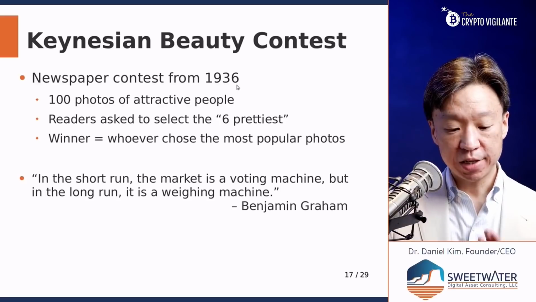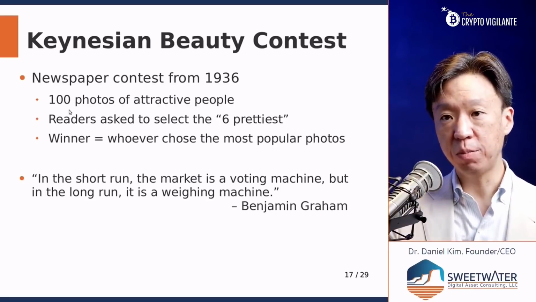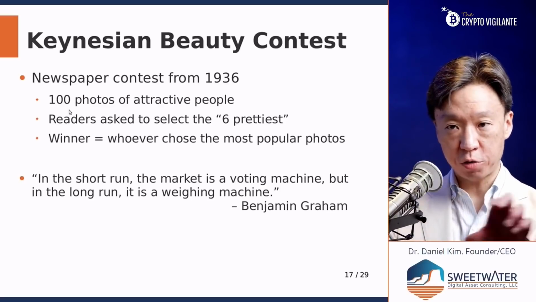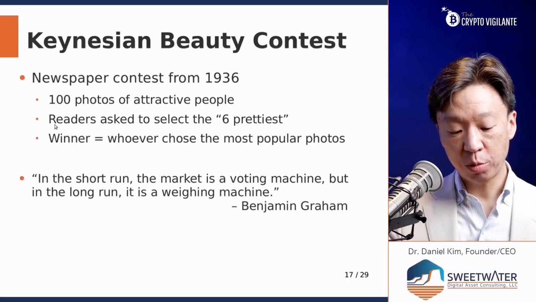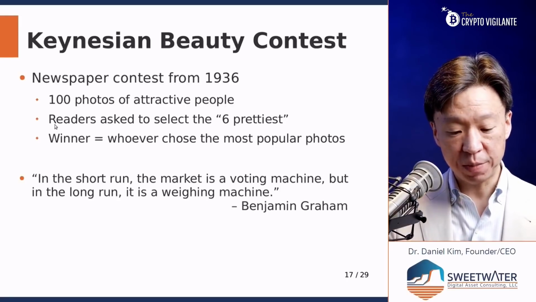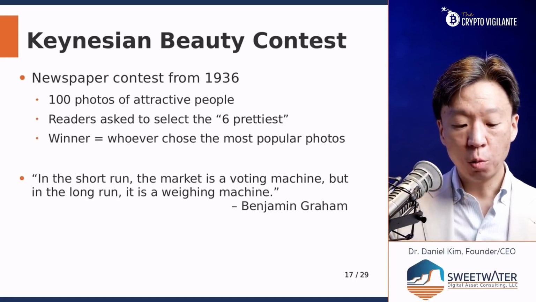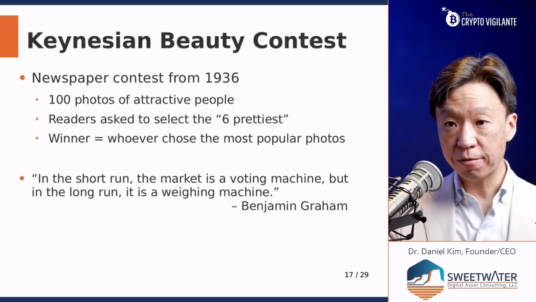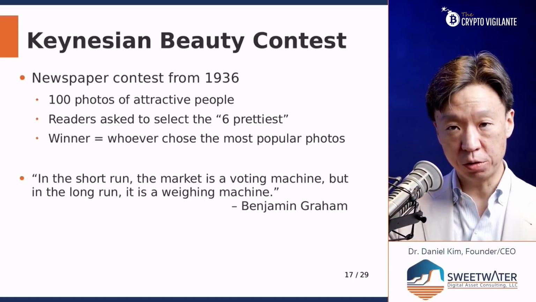And so what this contest did was it published 100 photos of attractive people. So 100 photos and 100 names on them. And it said, okay, we're going to do a contest here. And what we want you to do is you pick the 6 prettiest people on this page. You write their names down and you send it into our newspaper. The winner of this contest is going to be whoever chose the most popular pretty photos.